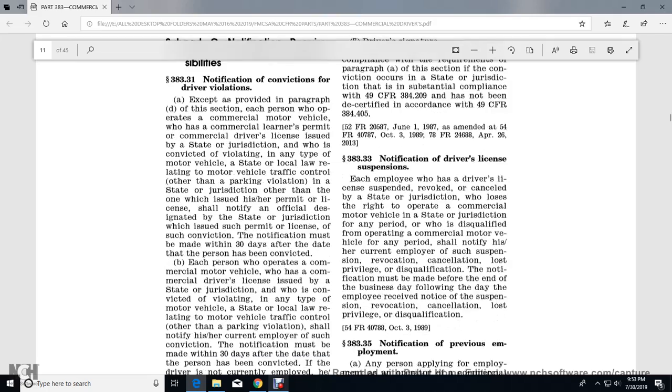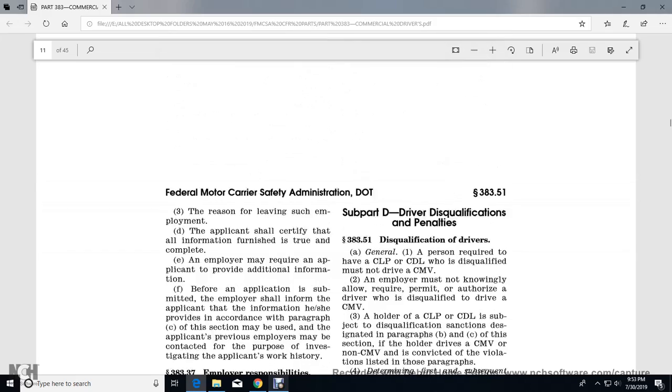Alright, subpart C, notification requirements of employer and responsibilities.